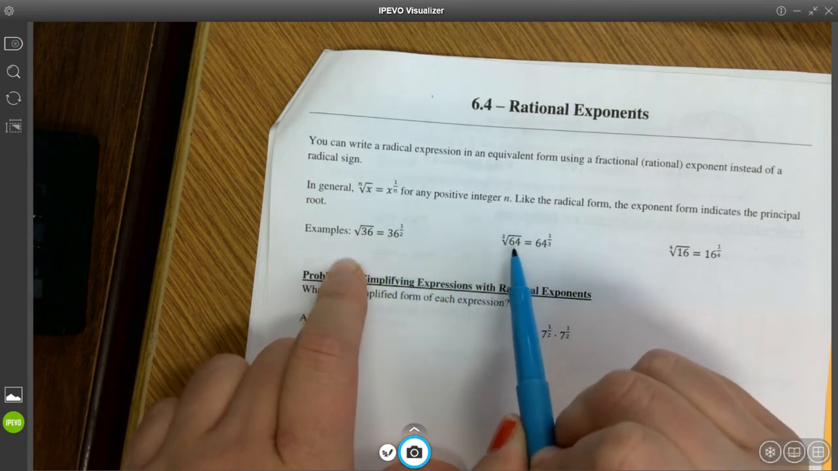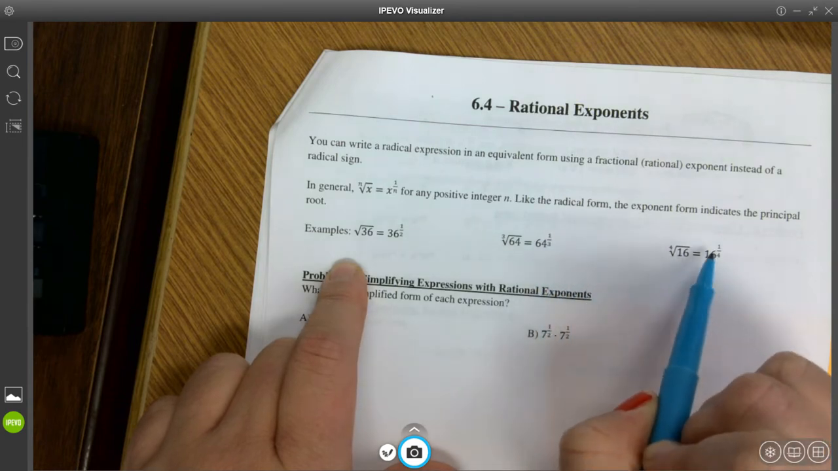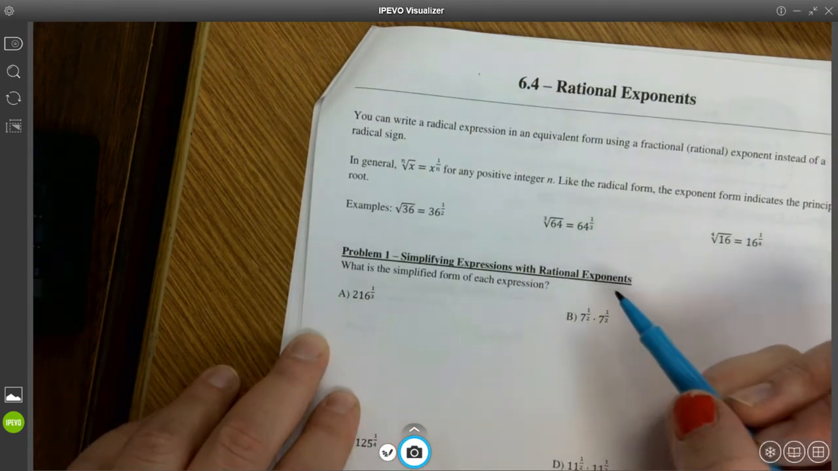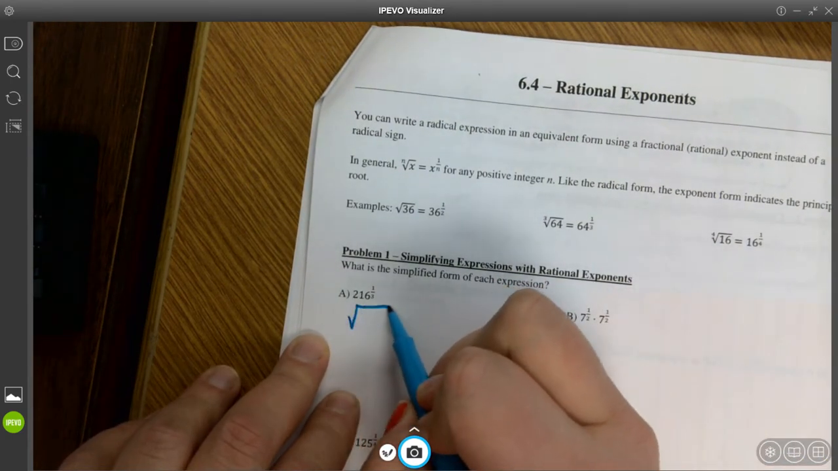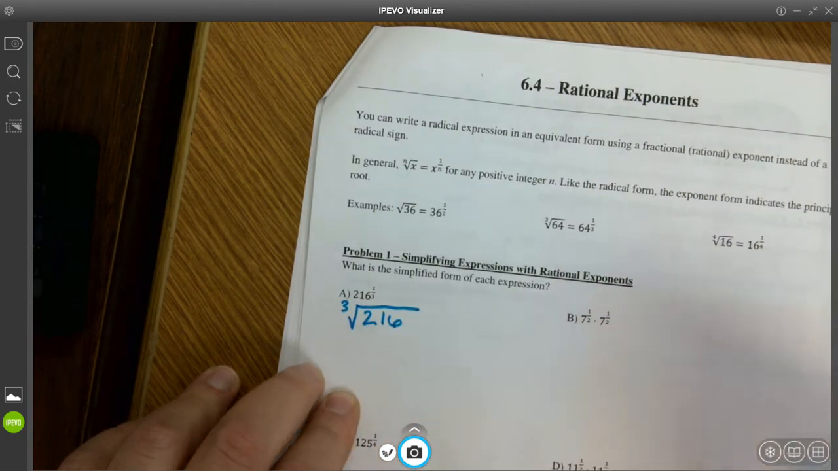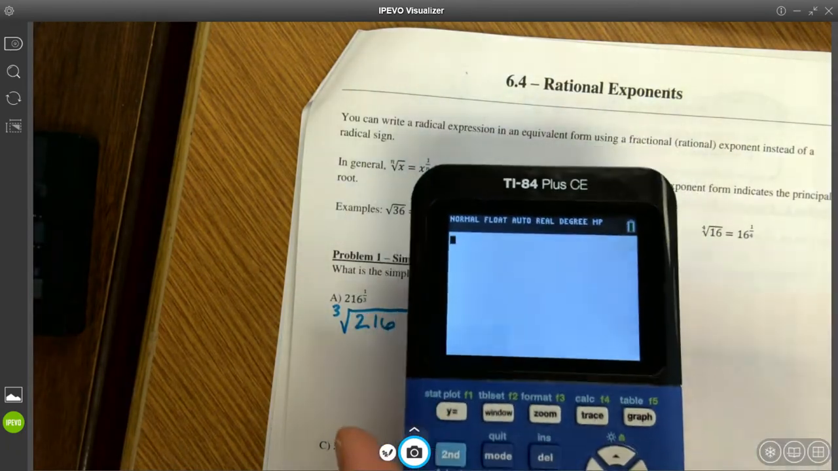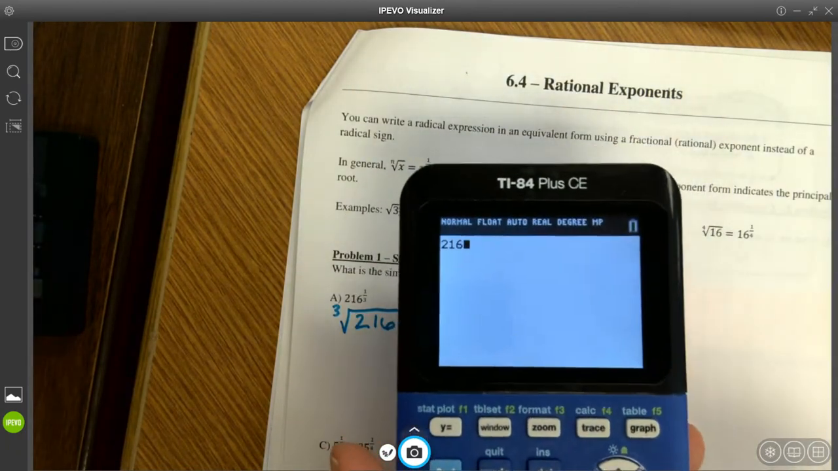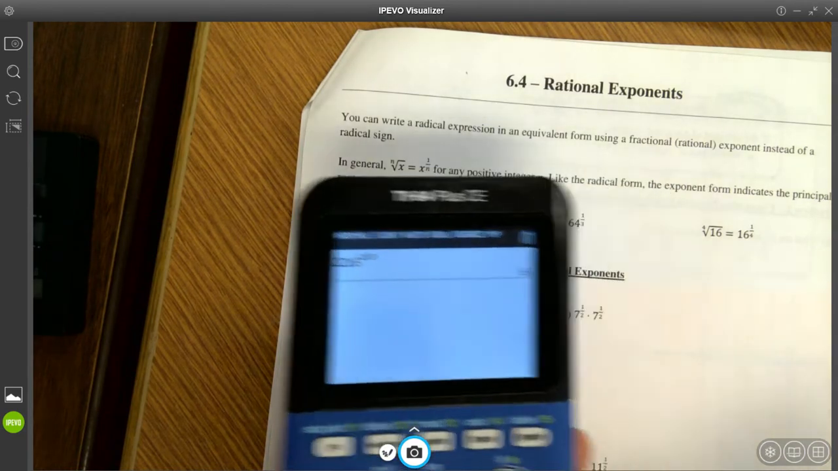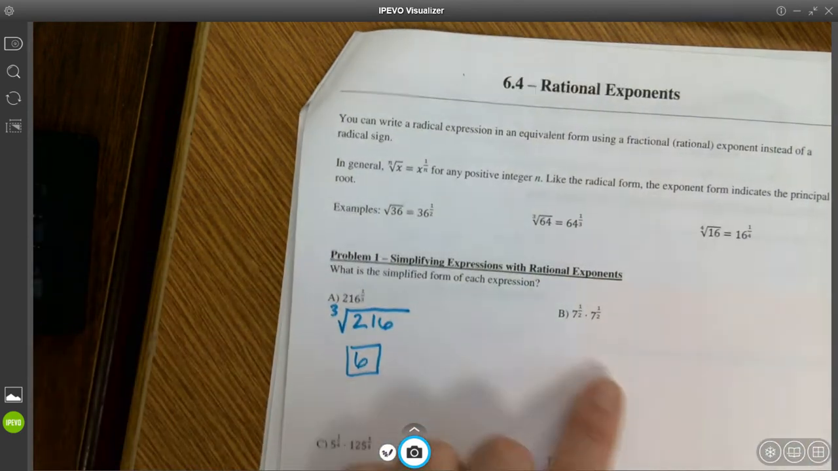Same here. Cubic root of 64 is 64 to 1/3. Fourth root of 16, 16 to 1/4. So now when I'm doing this, I can simplify this as the cubic root of 216. When you're doing this, first I would check to see if you can just do it in your calculator, because if you can, why not? The answer is just 6. Just to let you know, it's not always going to be that easy.